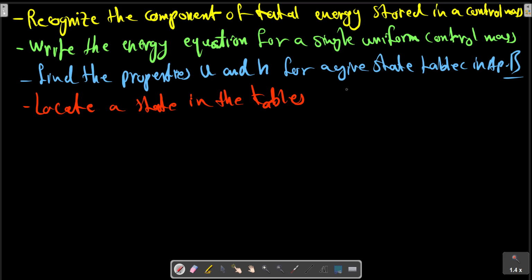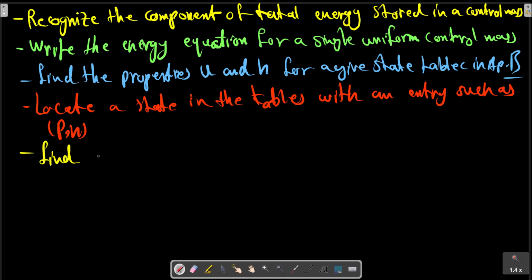A state in the table with an entry such as, and find change in U and H for liquid or solid states.